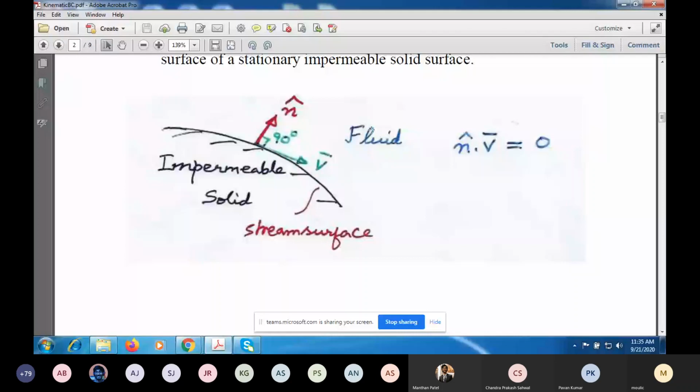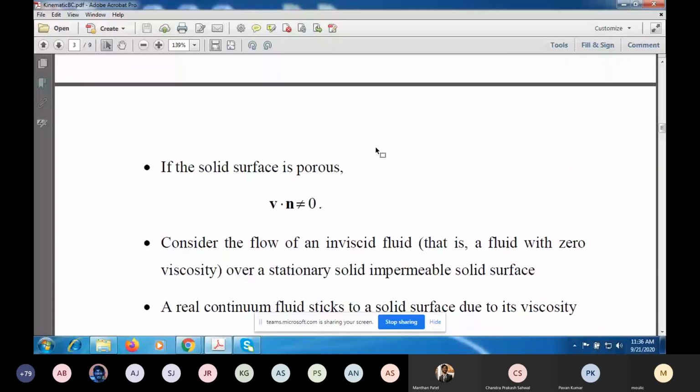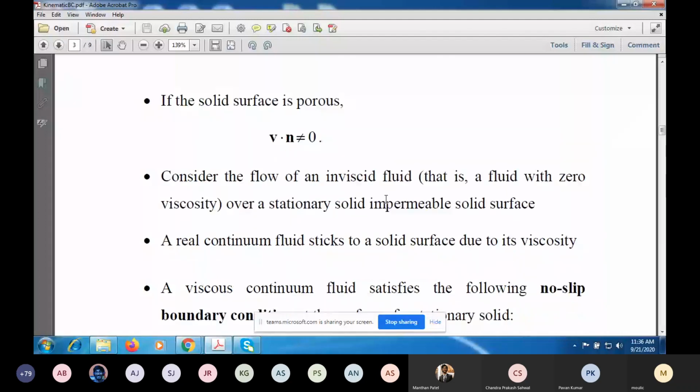Now, of course, as we have said before, if the solid surface is porous, then V dot n is not zero. Now consider the flow of an inviscid fluid. And I've written in parenthesis the meaning of an inviscid fluid. Inviscid means the viscosity is zero. And we are considering an inviscid fluid flow over a solid surface which is stationary and impermeable.